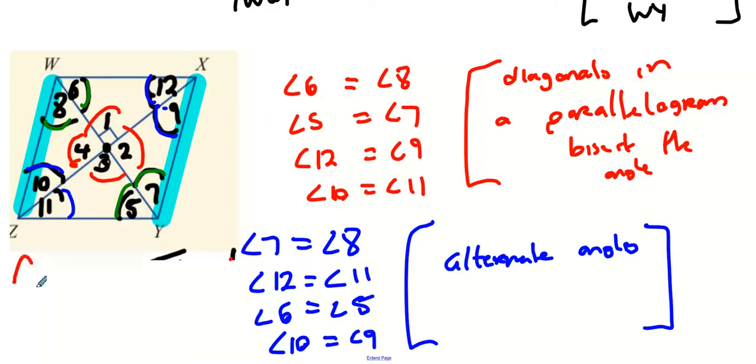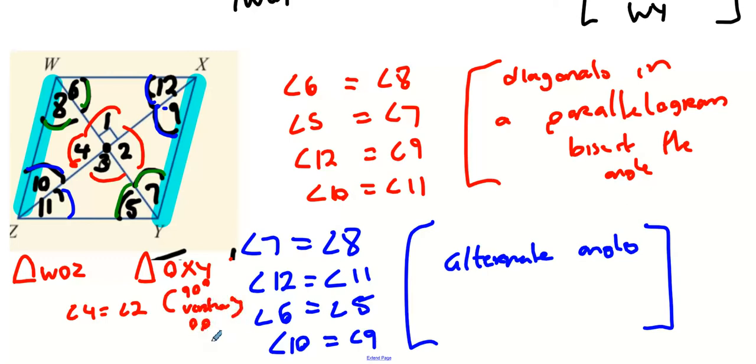Let's try this out. So I'm going to try triangle WOZ versus triangle, which one? XOY. Now get this. Why does angle 4 equal angle 2? Vertically opposite, 90 degrees. Everybody go with that? 90 degrees vertically opposite. Okay, I've got the red angle done. Didn't need the red angle, but hell, we'll do it anyway. I just need the green, the blue, and the blue line, don't I, for ASA? Just need ASA, don't I?